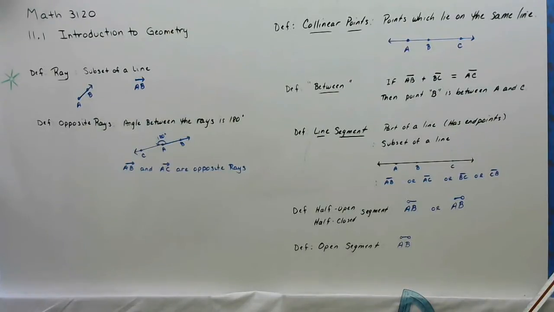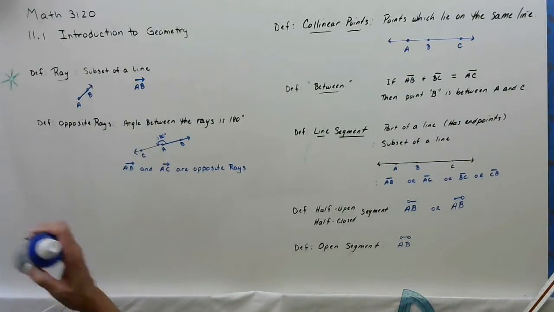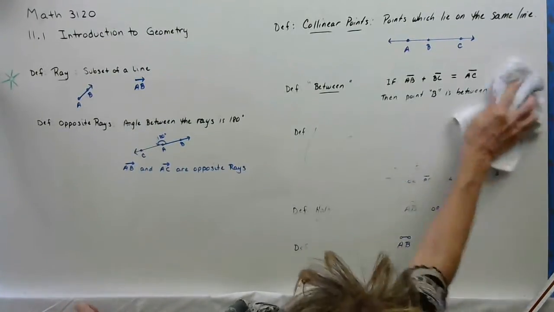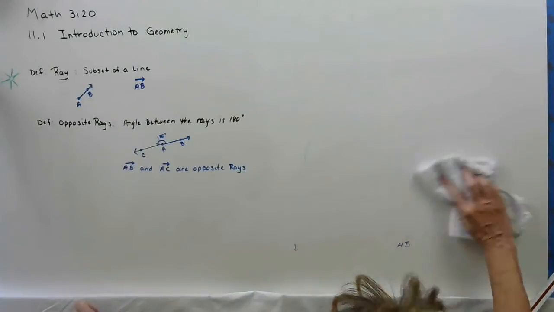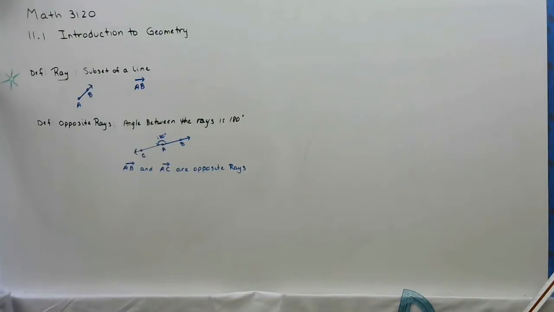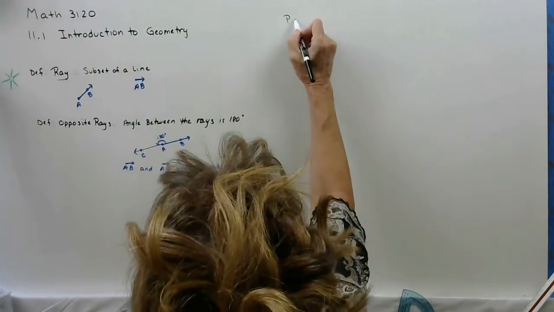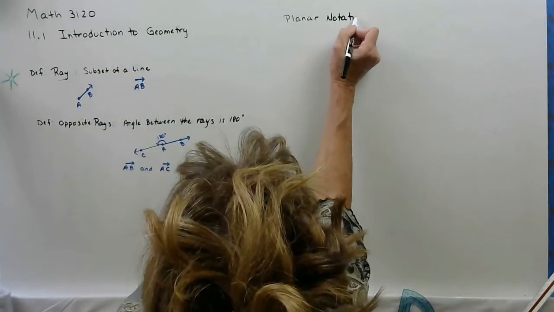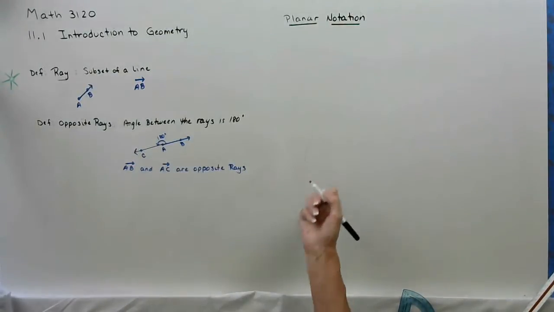Okay, so now that we've talked about lines and subsets of lines, let's move on to planes. Instead of one dimension, let's take a look at two-dimensional planes. Let's look at planar notation. So we're taking a look at planes.